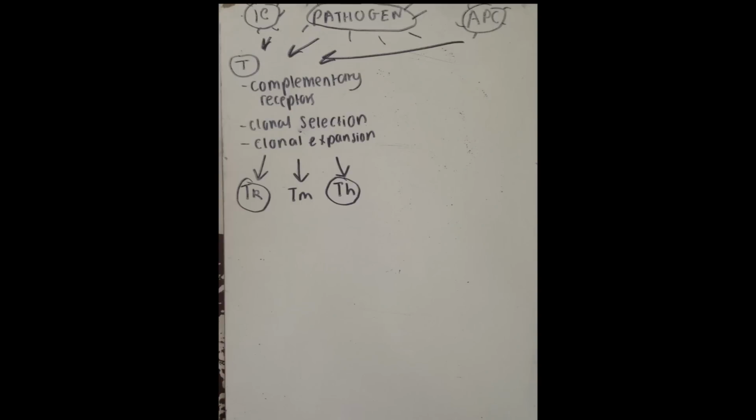So just a quick diagram. At the top left you have an infected cell, in the centre you have a pathogen, and in the top right you have an antigen presentation cell. All three of these cells at the top carry foreign antigens. The T lymphocytes have complementary receptors to certain antigens. These T lymphocytes want to find the right T cell that has the right receptors for that antigen. That is clonal selection. Those cells then divide by mitosis. That is clonal expansion. They differentiate into three cells: T killer, T memory and T helper.